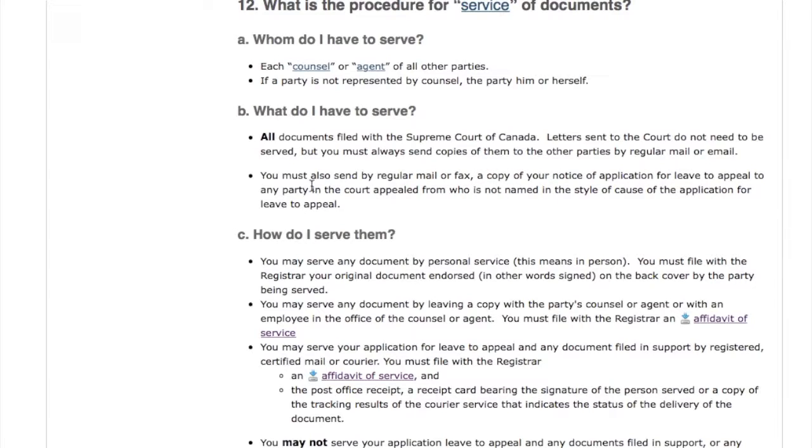And what do you have to serve? You have to serve all the documents that start the case, essentially, except some of those other forms that I showed you earlier, the 23A and B. Those forms are just filed with the court. There is another electronic form that needs to be put on a CD-ROM.